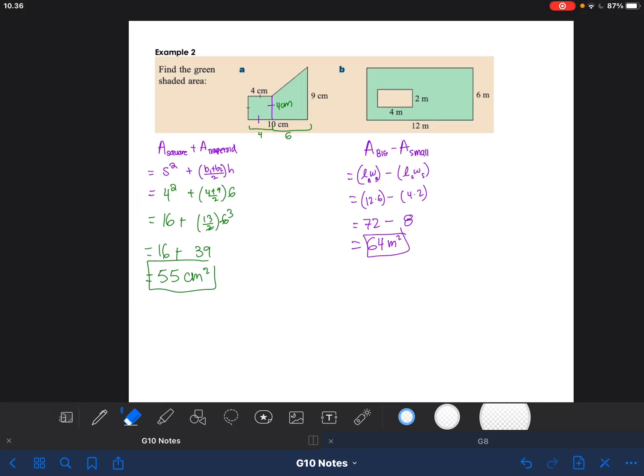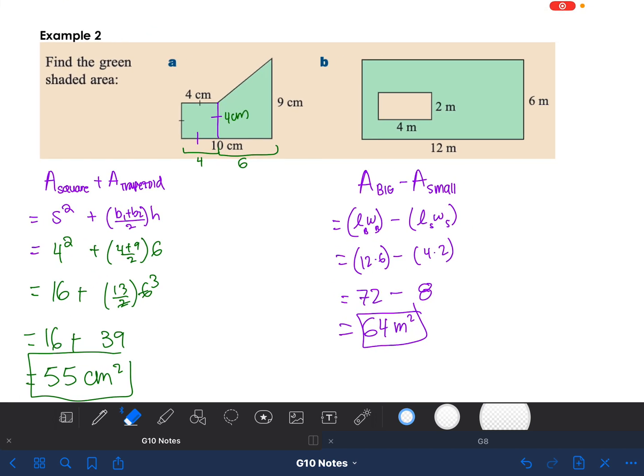Alright, and then sometimes we get these shapes here, but no worries, because they're just hybrids of two different shapes, or they probably put a hole inside of the rectangle like B there. So like example 2A there, there are different ways that you can do this, but for this video I'll do a square and a trapezoid.